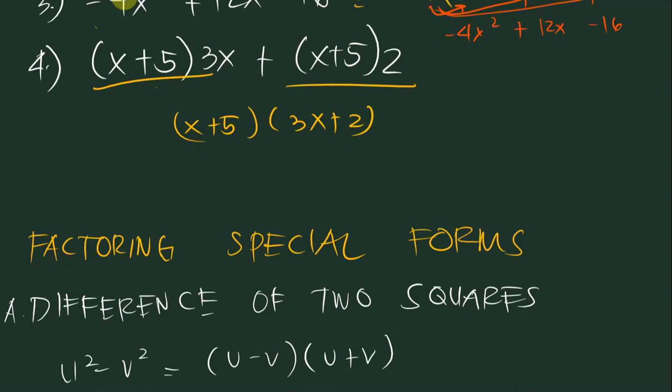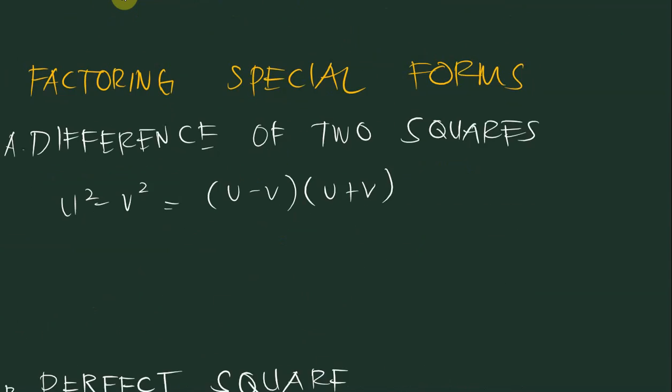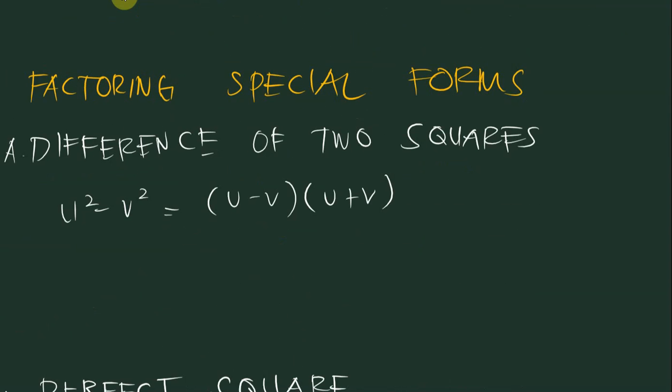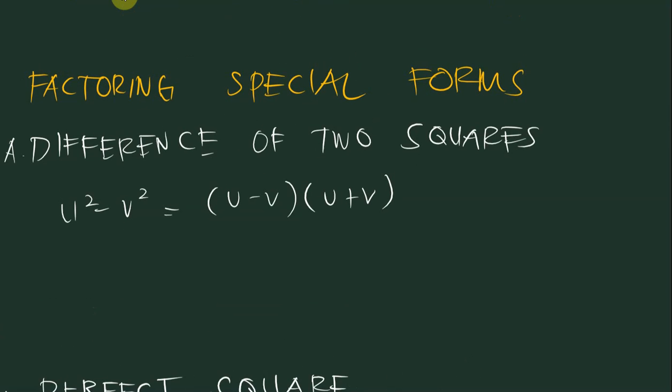Okay, so let's now proceed to factoring special forms. For special forms, we've already tackled these forms in multiplication of polynomials. It's just that we are doing this the other way around. Instead of multiplying them, we're getting the factors. For the difference of two squares, I write here u squared minus v squared is equal to u minus v times u plus v. We've already encountered this in the multiplication of polynomials, right?